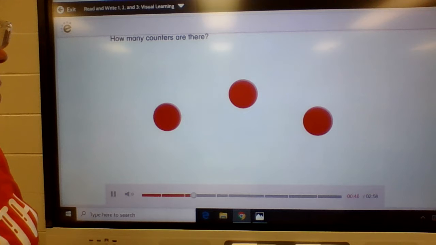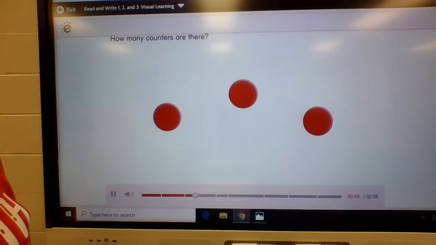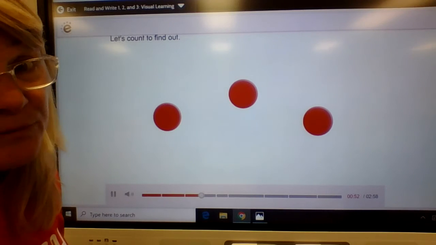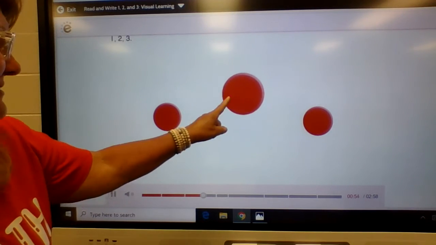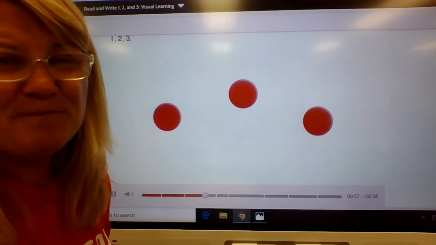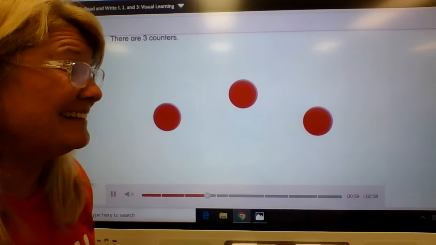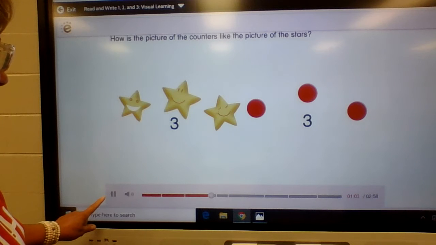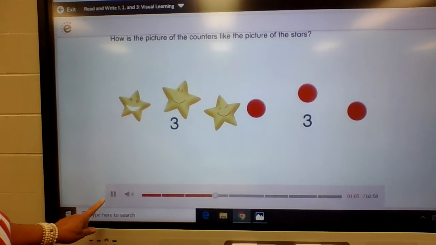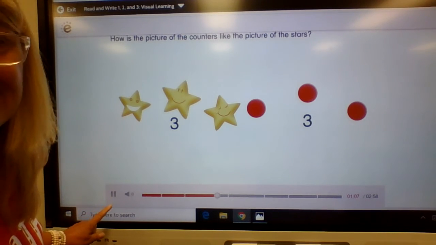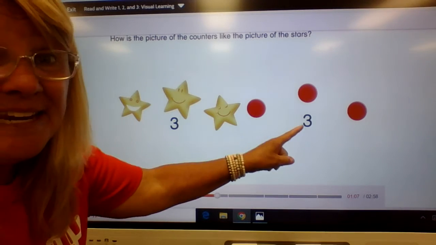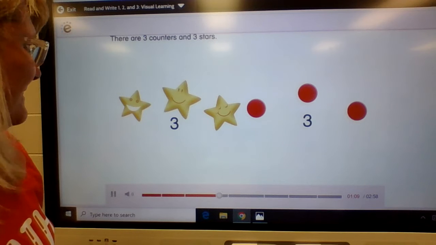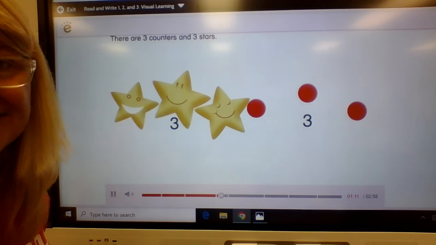How many counters are there? Let's count to find out. We always have to count to find out. 1, 2, 3. You're beginning to know 3 pretty well. There are 3 counters. How is the picture of the counters like the picture of the stars? There are 3 in each group, aren't there? There are 3 counters and 3 stars.